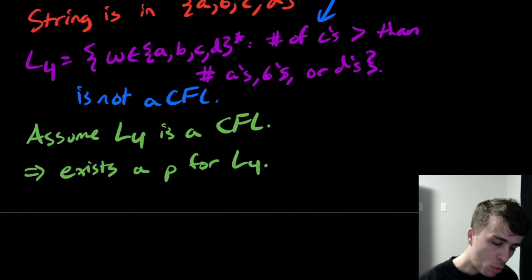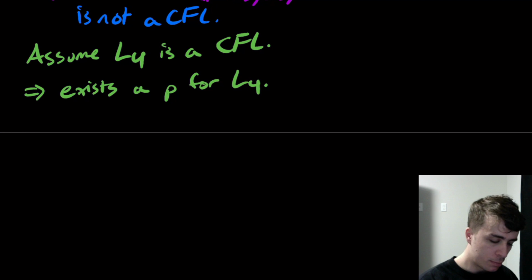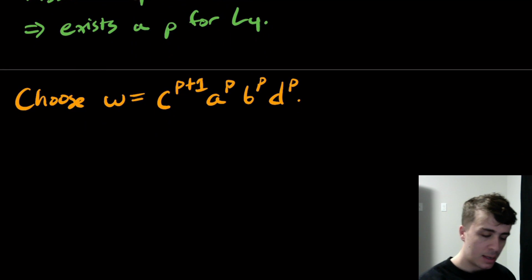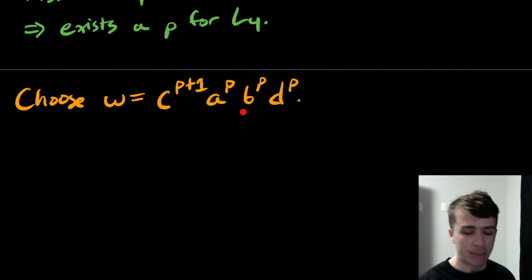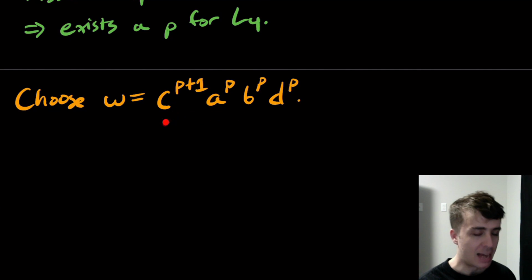So if we want the number of C's just barely bigger than the number of A's, B's, or D's, then I'm going to have the string be C to the P plus 1, A to the P, B to the P, D to the P. The A, B, and D order doesn't matter. In fact, the C order doesn't matter either, because remember, we can technically pump anywhere, but I like putting it at the beginning here.